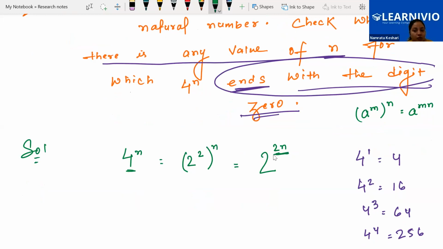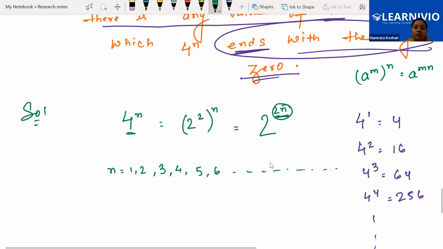Now since n is a natural number, n can be 1, n can be 2, n can be 3, 4, 5, 6, like this. There are infinite natural numbers, it can be any natural number. So this 2 to the power 2n can be 2 to the power 4, 2 to the power 5, that means 2 into 2 into 2 into 2, 4 times, or 5 times, or whatever the number of times. Yes or no?